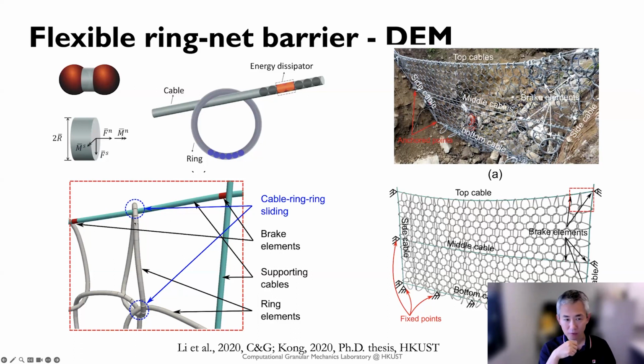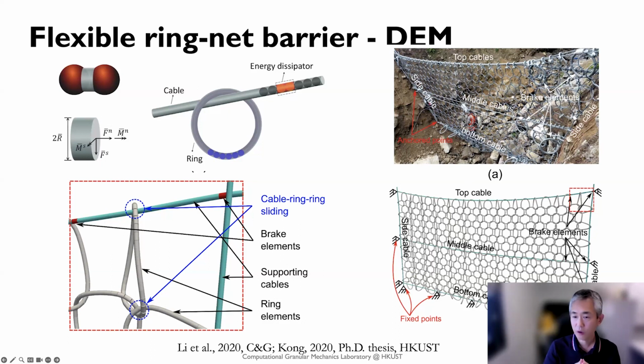And then this bonded particle ring can be stretched, highly deformable. As you can see here, this is just a demonstration of the deformation. The ring can be deformed, stretched, and the cable can also be deformed here. And they have a strength, so they can be broken. Okay, and this is the whole net, the whole ring net barrier that we generated, including three layers of cables and a good number of these rings connected to each other here.